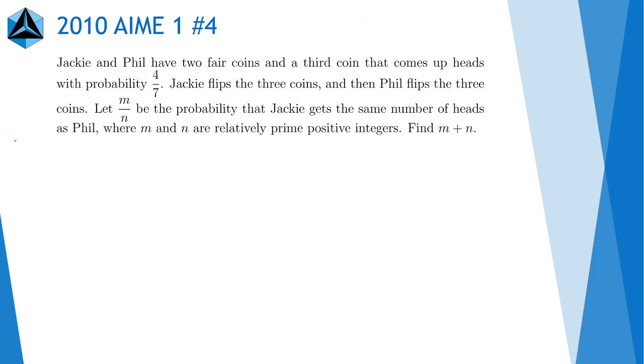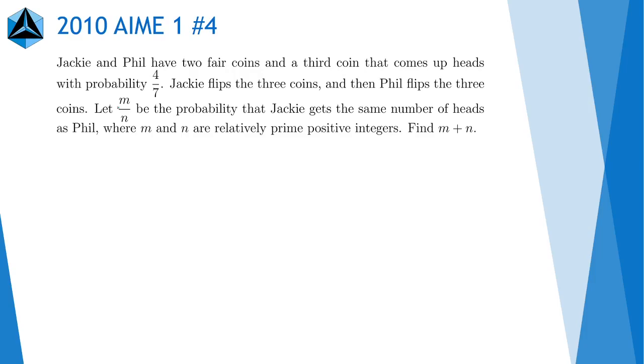So let's actually cover a concrete problem so we get an idea for how generating functions work. This is the 2010 AMC 10A number 4, and it says that Jackie and Phil have two fair coins and a third coin that comes up heads with probability 4/7. Jackie flips the 3 coins and then Phil flips the 3 coins. Let M over N be the probability that Jackie gets the same number of heads as Phil, where M and N are relatively prime positive integers. Find M plus N.